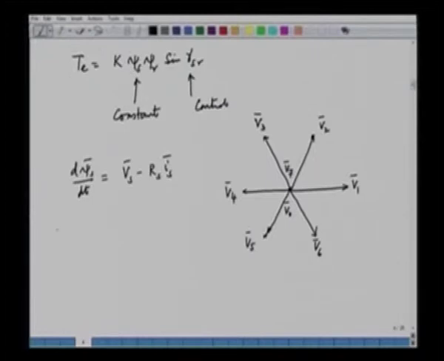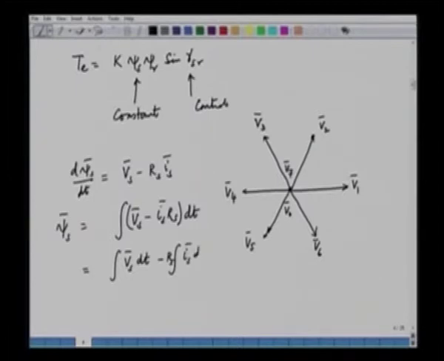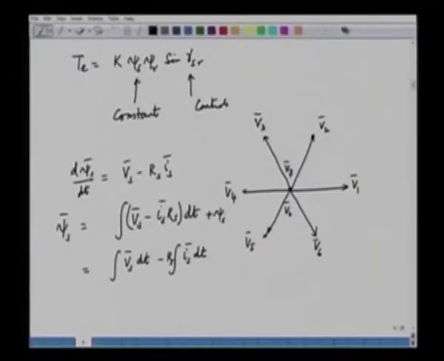So, this is the induced EMF. If you want to find out the flux linkage psi s, we can integrate this Vs minus Is Rs into dt. We can integrate the entire expression. So, this is integral of Vs dt minus Rs, I can take common in this case, integral of Is dt. And of course, when we take definite integral from 0 to t, I have to also consider the initial value of flux.